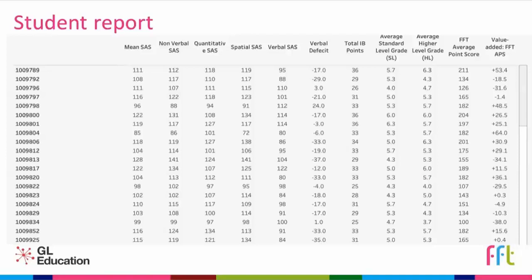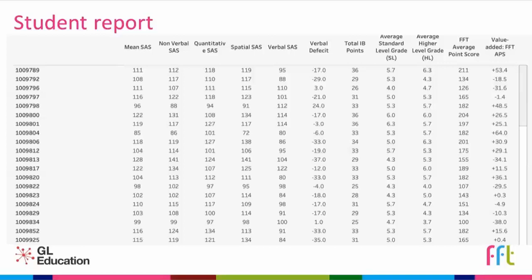So the last couple of reports, as I said, as well as looking at a scatter plot, you can drill right down to have a look at individual students. So this table will have your student names on the left-hand side, and all of the data that we have used to analyze your school's attainment and value-added performance is shown here for each of your students. So you've got the CAT scores, you've got their IB points, you've got their average grade for higher and standard level, and you've got the average point score that FFT has calculated based on those individual grades, and you've got value added there.